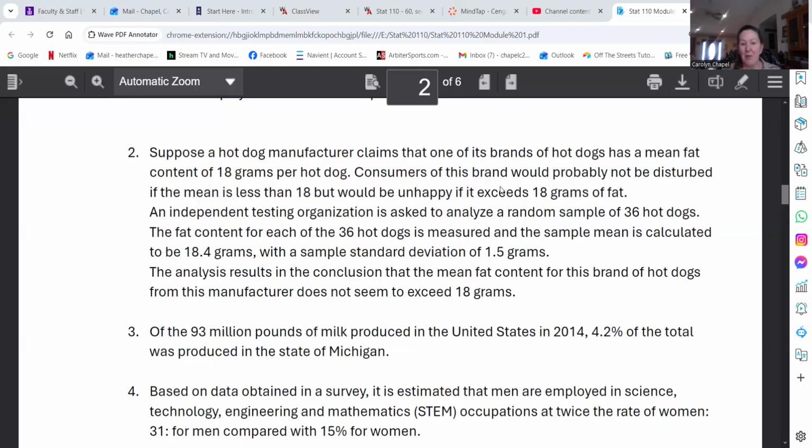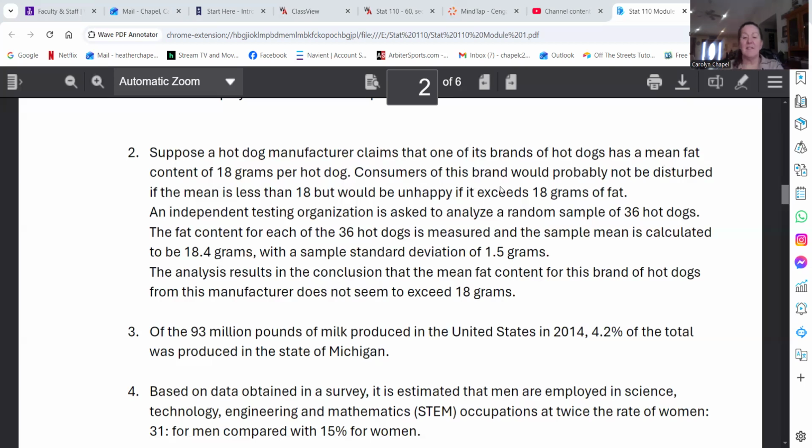We can do that without really knowing what those numbers mean. We'll figure those things out as you go further into your statistical courses. The analysis results in the conclusion that the mean fat content for this brand of hot dogs from the manufacturer does not seem to exceed 18 grams.